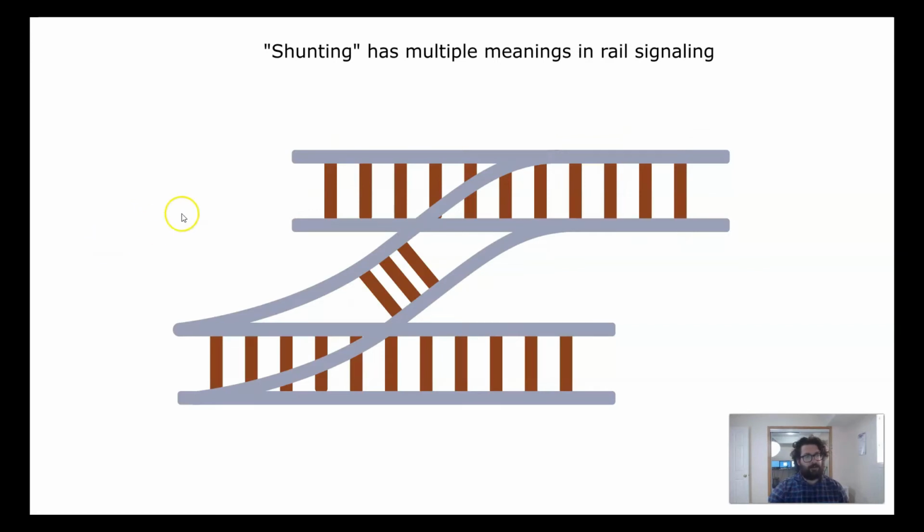As an aside, shunting has multiple meanings. So in the previous diagram, the current was shunted from one side of the track to the other, whereas this is what it looks like when a train is being shunted from one piece of rail to another. So shunting can refer to either current being shunted through an axle or a train itself being shunted.